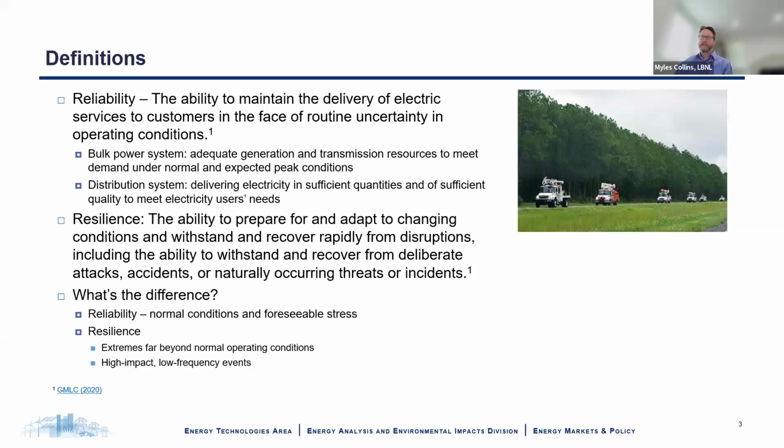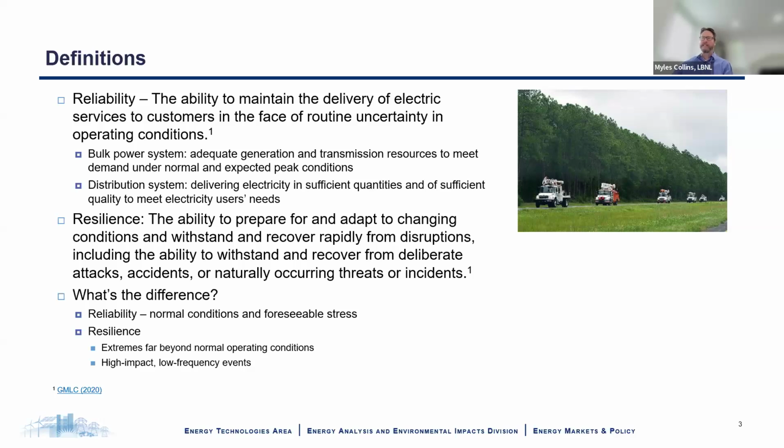Next slide, please. So starting out with definitions, for reliability, citing the definition here from the Grid Modernization Lab Consortium, which is the ability to maintain the delivery of electric services to customers in the face of routine uncertainty in operating conditions. It can refer to two key elements. First, the bulk power system, or does the system have adequate generation and transmission resources to meet demand under normal and expected peak conditions? So here we're looking at resource adequacy, which has its own set of planning processes and metrics. That second element is reliability of the distribution system, or is the system delivering electricity in sufficient quantities and of sufficient quality to meet electricity users' needs? In our webinar today, we'll focus on the second element, or the distribution system reliability, and this accounts for 90 to 95% of customer interruptions.